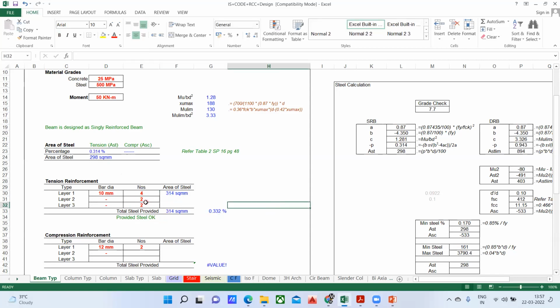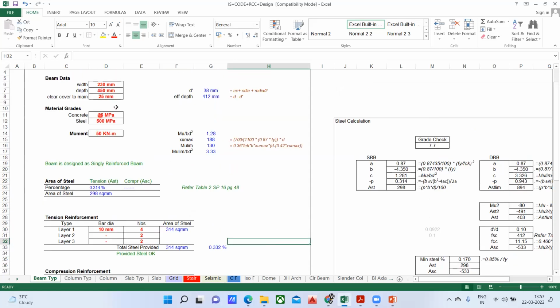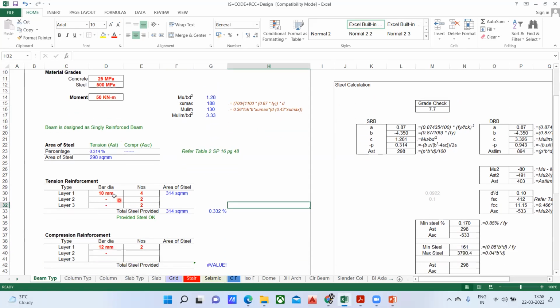The moment I increase, what has happened? 298 was my requirement, but I provided a 10 diameter 4 bar. So I'm getting 314 mm square and the provided steel is okay. That means in this particular beam of 230 by 450, having a 50 kilonewton moment, if I provide a 10 diameter 4 bar in the bottom, I can make this beam safer.